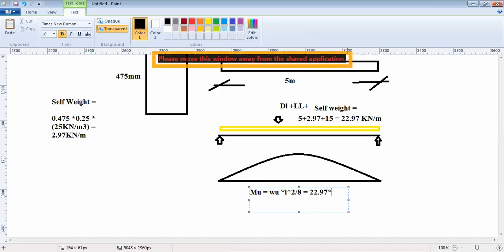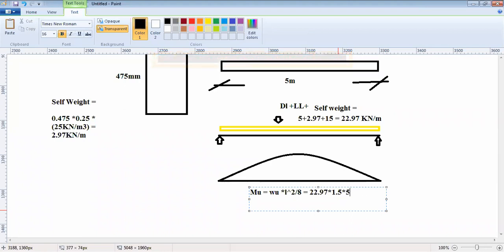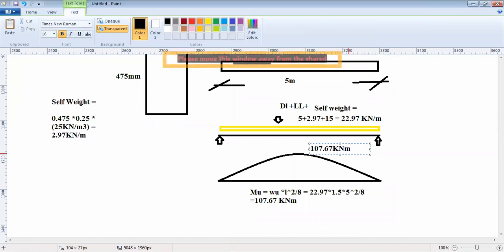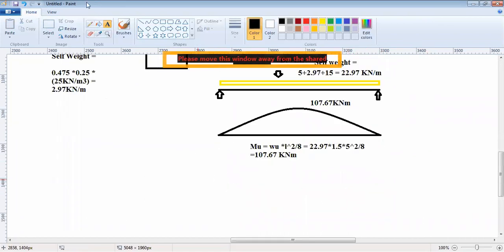WU is 22.97 into 1.5 into L square. Here you do not need to calculate the ultimate load again. I calculated the ultimate by multiplying with 1.5: 22.97 into 1.5, that's giving you WU, into L, where L is 5, square. L square divided by 8. So this is coming to be 107.67 kilonewton meter, which is the maximum value for bending moment.